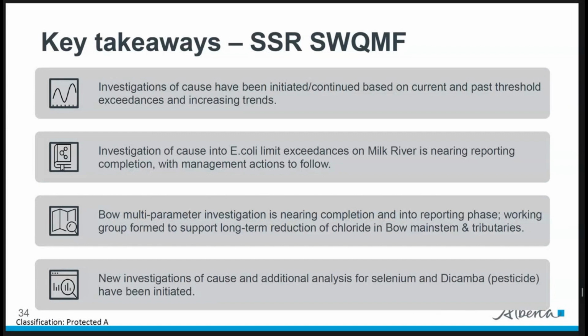The Bow multi-parameter investigation is nearing completion and into the reporting phase. A working group was formed to support long-term reduction of chloride in the Bow River and its tributaries. New investigations of cause and additional analysis for selenium and dicamba pesticide have been initiated.